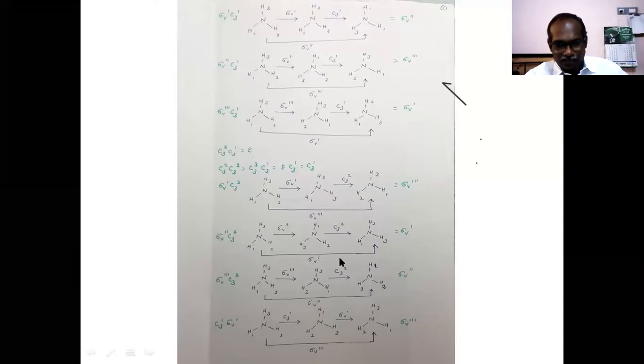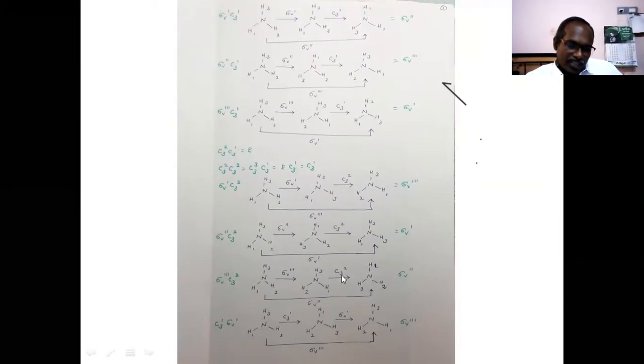Now look at the third one, sigma V triple dash C3 twice. What is sigma V triple dash? It is the reflection plane which passes through NH, which is designated 3. Therefore, this is the plane. Therefore, H3 remains in its own place. 1 and 2 are interchanged. 1 comes here and 2 goes there.